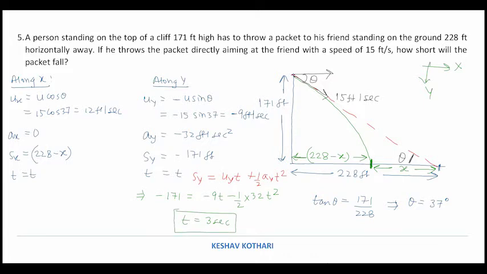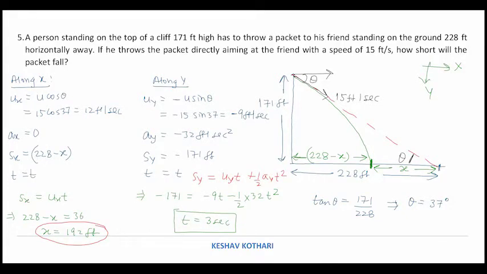Now if t is equal to 3 seconds and we apply it for the x-axis, then displacement along x is equal to initial velocity along x times t. So we can write it as 228 minus x is equal to 12 into 3, that is 36, and we obtain x is equal to 192 feet. So this is the distance by which the object will fall short from the friend.